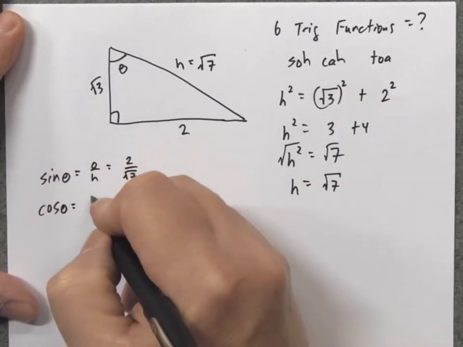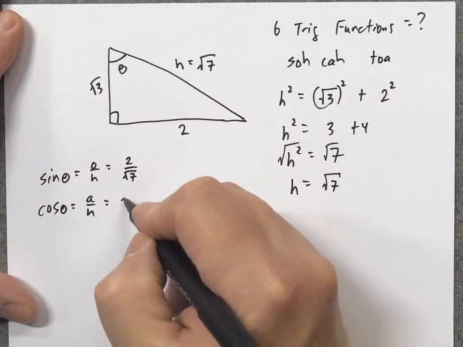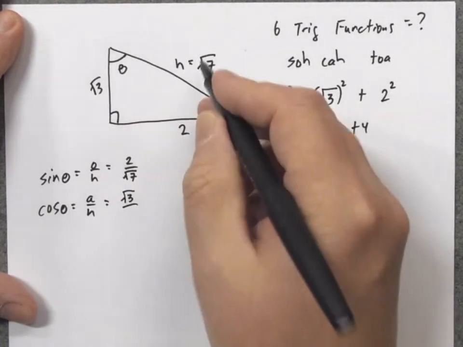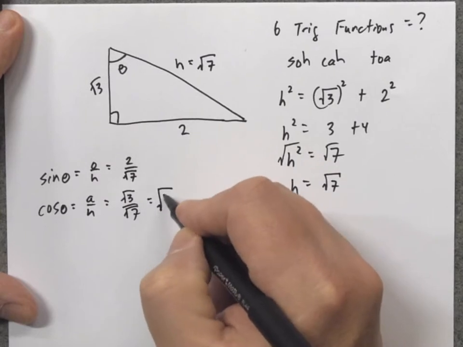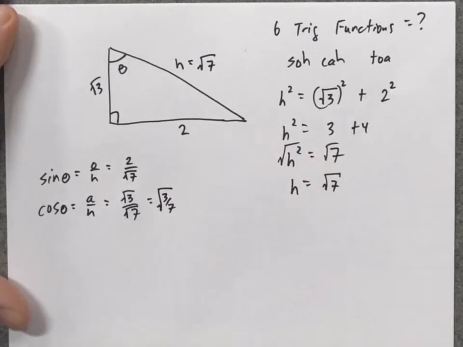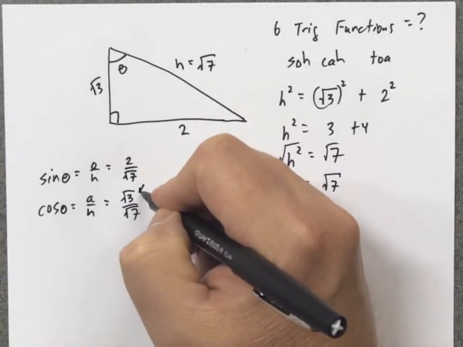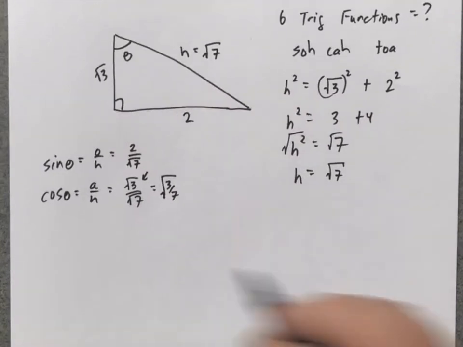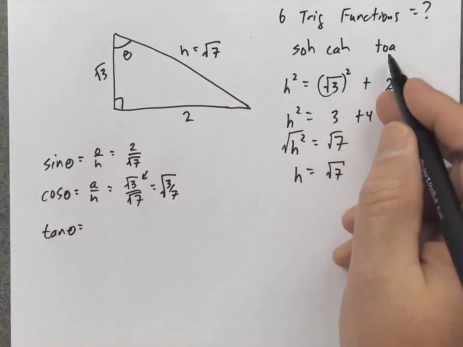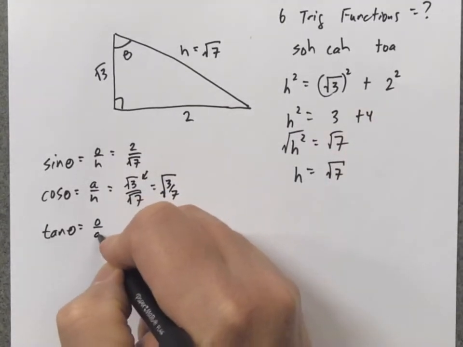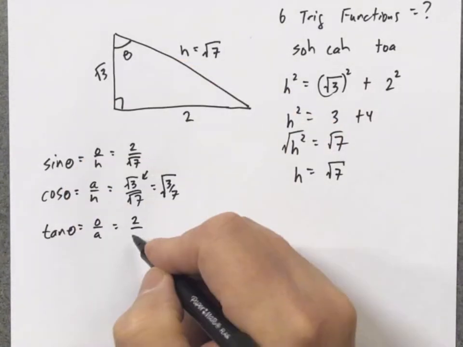Cosine, so CAH, adjacent over hypotenuse, so adjacent is square root of 3 over square root of 7. Someone might want to rewrite that as this. These are both the same either way. I would probably just leave it like this. And then finally, the third one we want to find is the tangent. Tangent's TOA, which stands for opposite over adjacent.